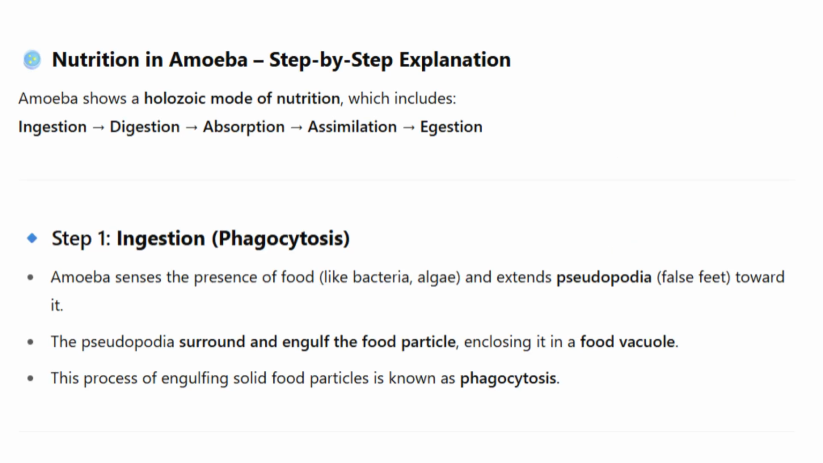Nutrition in amoeba, step-by-step explanation. Amoeba shows a holozoic mode of nutrition, which includes ingestion, digestion, absorption, assimilation, and egestion. Step 1. Ingestion, phagocytosis. Amoeba senses the presence of food, like bacteria or algae, and extends pseudopodia, false feet, toward it. The pseudopodia surround and engulf the food particle, enclosing it in a food vacuole. This process of engulfing solid food particles is known as phagocytosis.